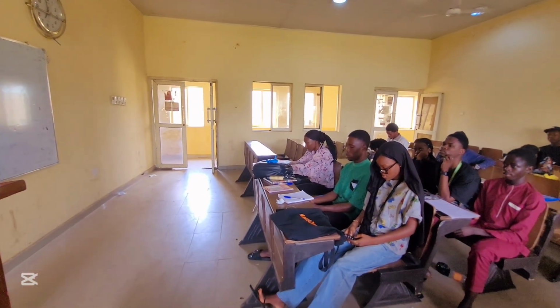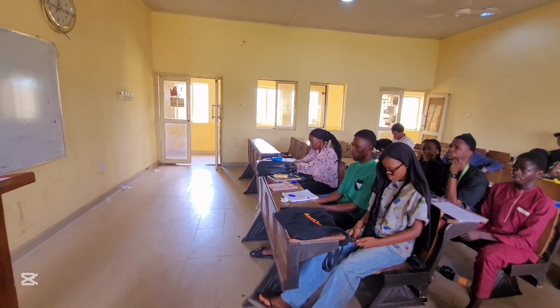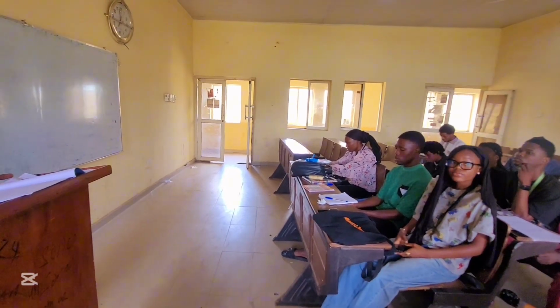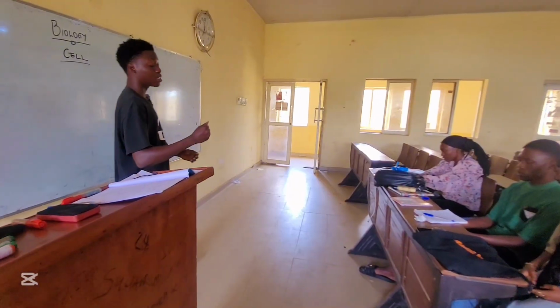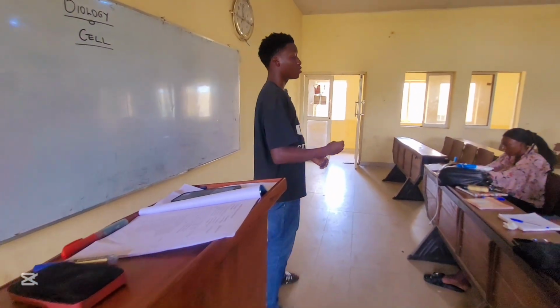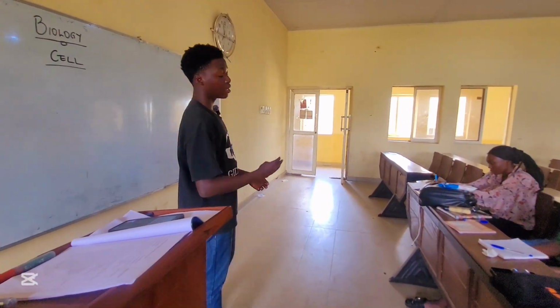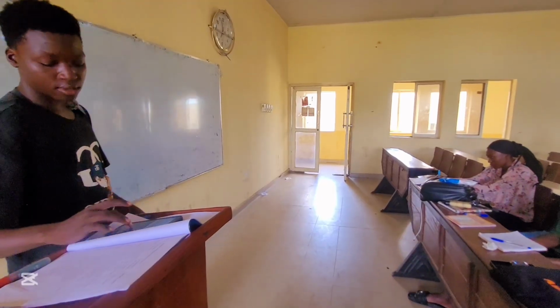Our fourth point here is cells perform different functions depending on their type. The different types of cell perform different functions in the body of both the plants and animals. You guys should take note of that.